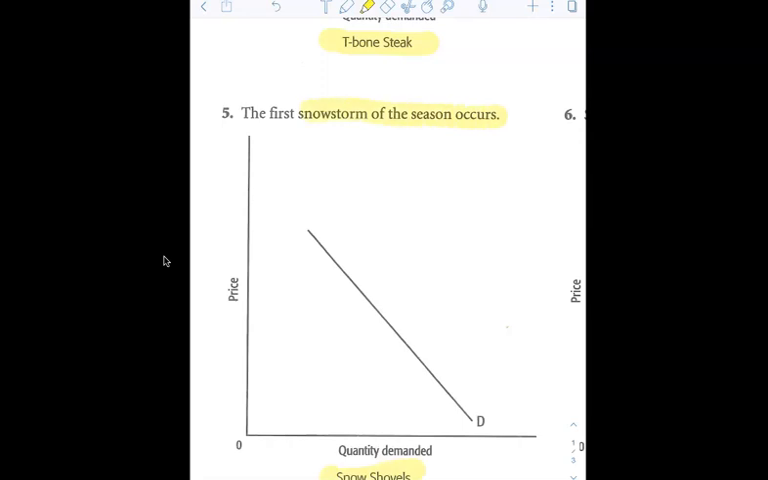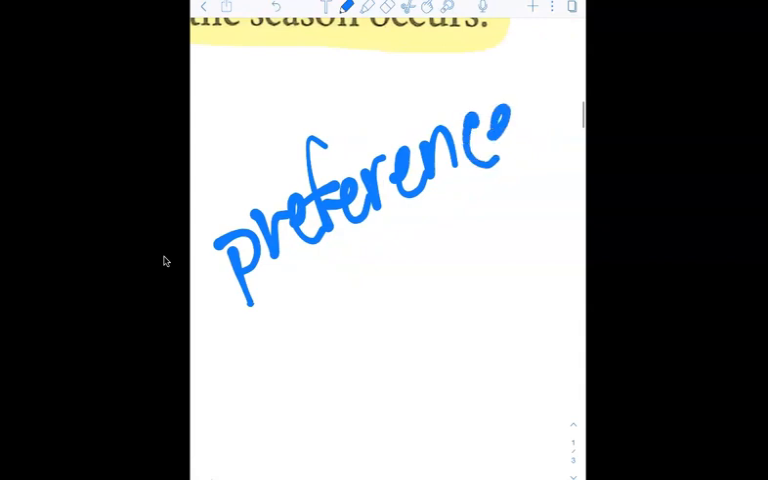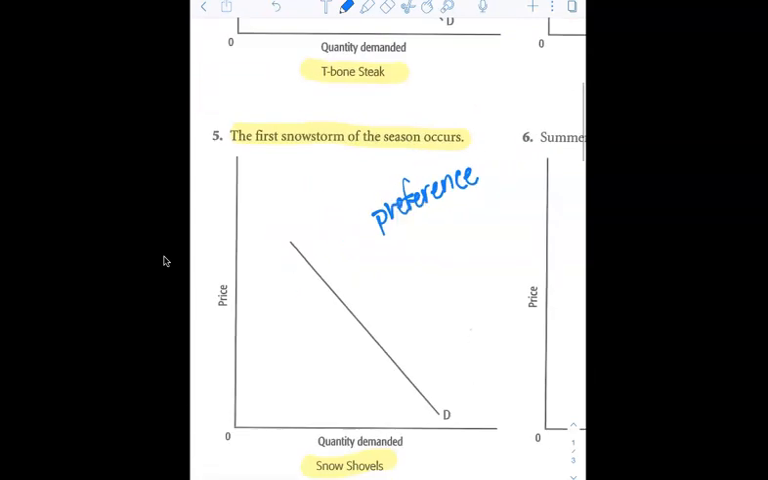Next example, if we are looking at the market for snow shovels and the first snowstorm of the season occurs, well, we have a change in our taste or preference for shovels. We need it now. We didn't need it before the snowstorm, but now we do. So we're going to see the demand for snow shovels should increase as a result of that snowstorm.